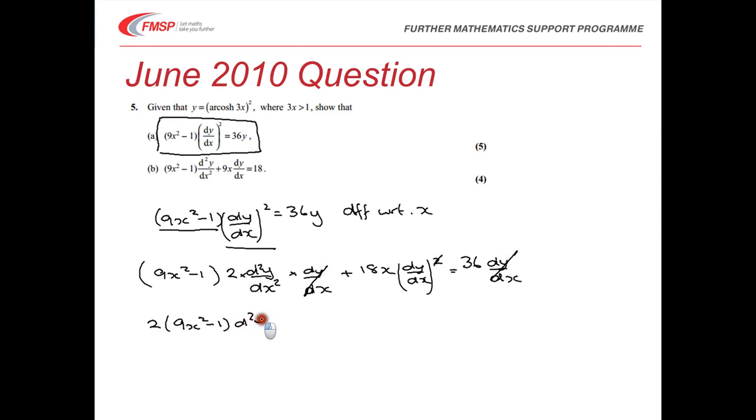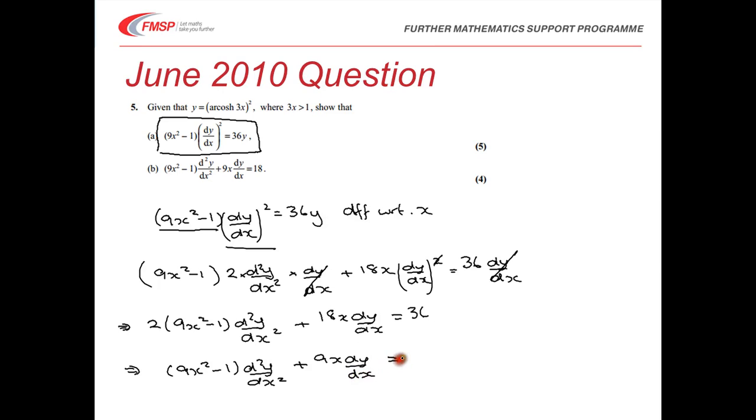So we get d squared y by dx squared plus 18x dy by dx equals 36, and then I think all I need to do now is divide everything through by 2. Everything is even here, so we get 9x squared minus 1 d squared y by dx squared plus 9x dy by dx equals 18. And so there's a nice way to work out the second part of this question, which is worth looking out for in questions similar to this, I guess.